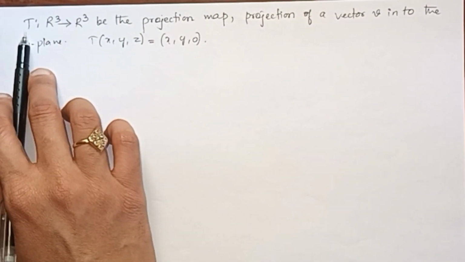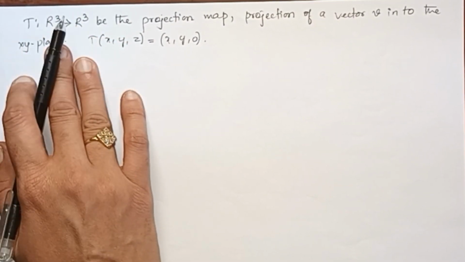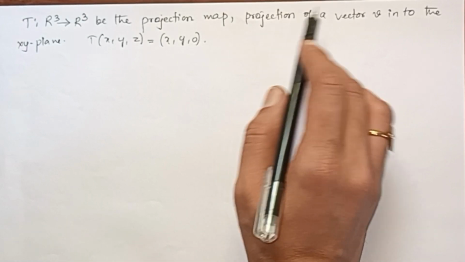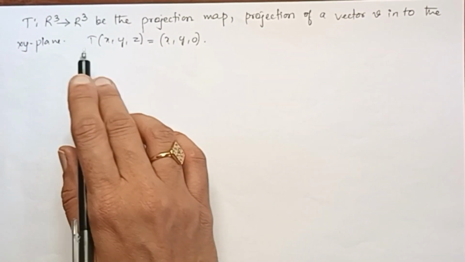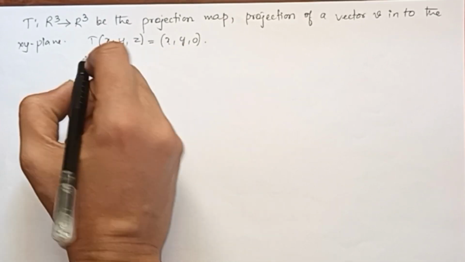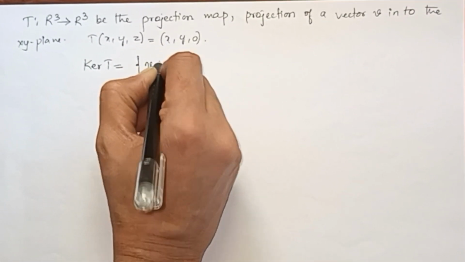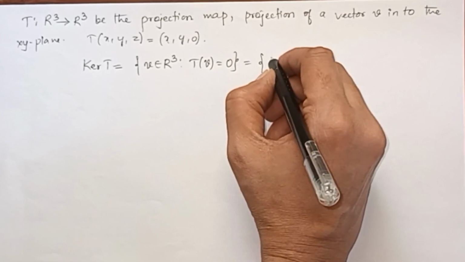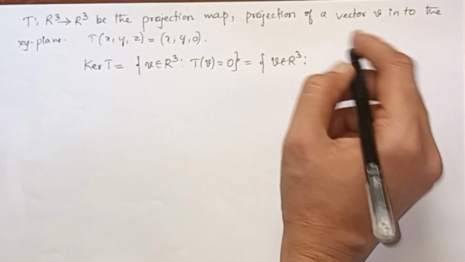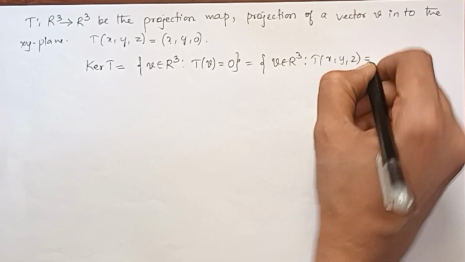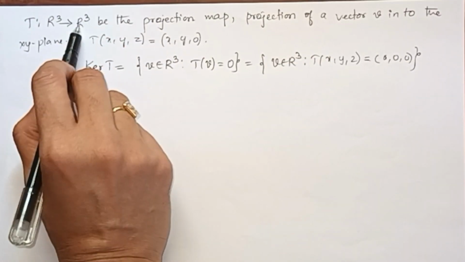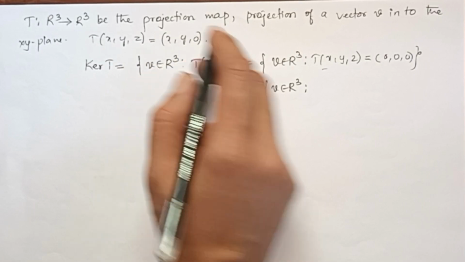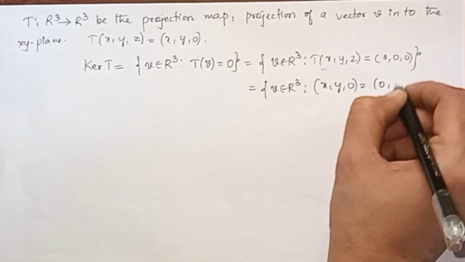Now take one more example to understand the kernel of the transformation and the image of the transformation. See here, T from R³ to R³ is the projection map, that is, projection of a vector V onto the xy plane, given by T(x, y, z) = (x, y, 0). We need the kernel of this transformation, which is the set of all V belongs to R³ such that T(V) = 0. So this is V belongs to R³ such that T(x, y, z) = (0, 0, 0), because the zero of R³ is (0, 0, 0). This is V belongs to R³ such that T(x, y, z) = (x, y, 0) = (0, 0, 0).